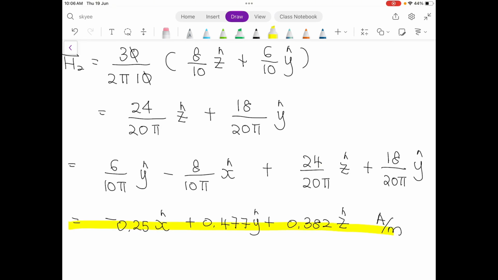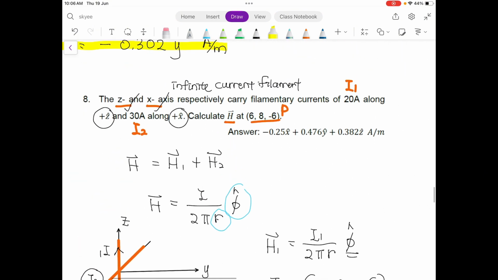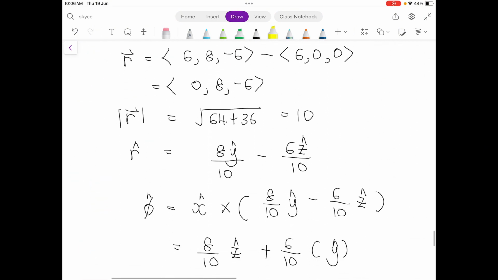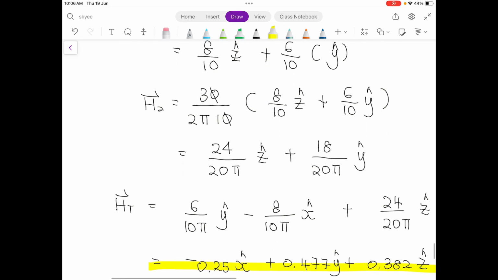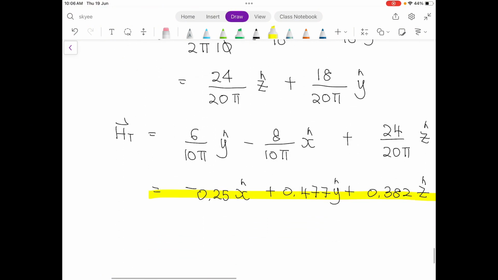Our final answer, is it the same? Okay, all right, so it's the same. So the answer is correct.